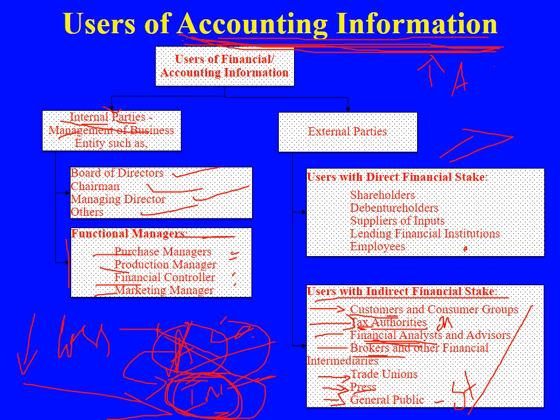Likewise, we have financial institutions. These financial institutions lend money to the business. If the company's performance is good and profit is there, and the company is maximizing its wealth, then obviously financial institutions go for lending, otherwise they won't.